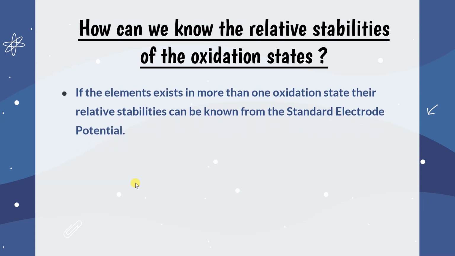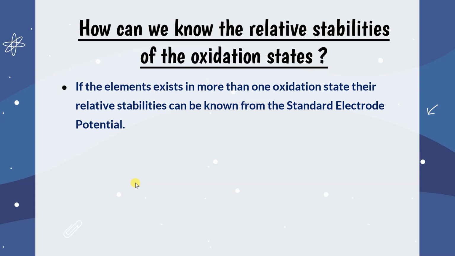How will we know? If the element exists in more than one oxidation state, their relative stabilities can be known from the standard electrode potential. Got it? It will be known by standard electrode potential. So as I told you, copper 1 was having a 3d10 configuration, but it shows Cu+2 also. Why so? Let me show you.